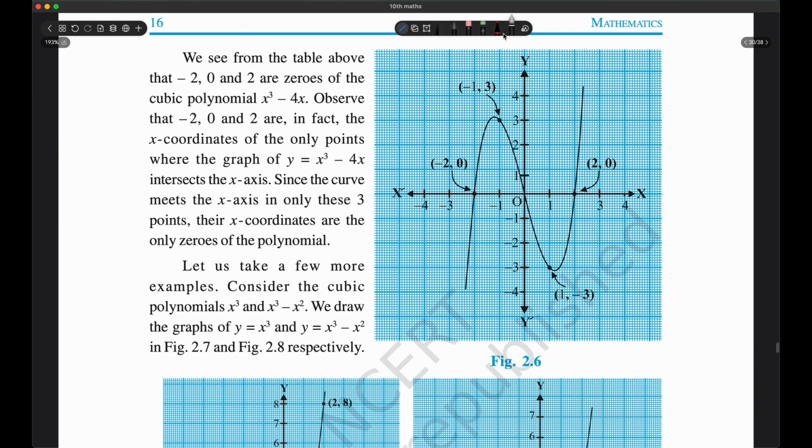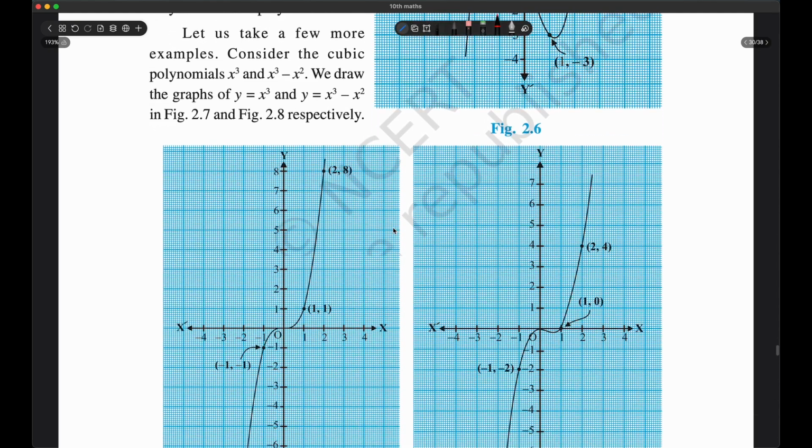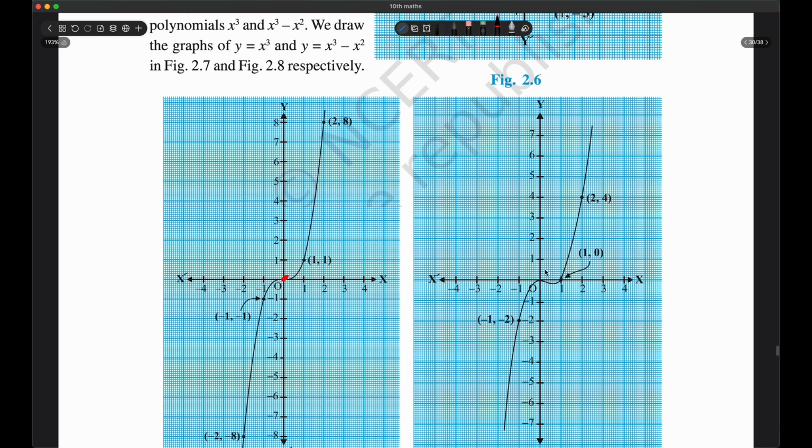If we see the graph of a cubic polynomial, it intersects the x-axis at 3 distinct points. It has 3 zeros of the polynomial. Then it intersects the x-axis at one distinct point, and the third case, that is, it intersects the x-axis at two distinct points.